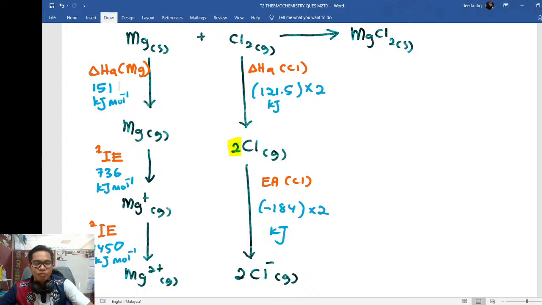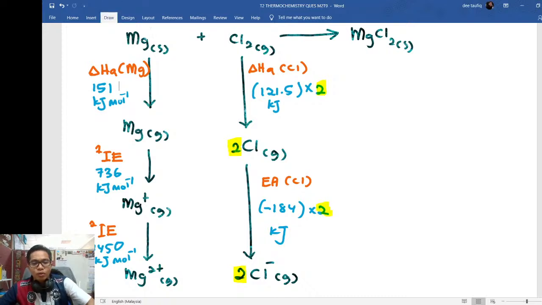Okay, saya repeat dia punya definition. EA, energy release when 1 mole of electron is added to 1 mole of gas atom to produce 1 mole of gas ion. So kita masukkan 2 mole electron dalam 2 mole gas atom to produce 2 mole gas ion. That's why kita kena multiply dengan 2 kat sini. So sini multiply with 2, this one also multiply with 2.